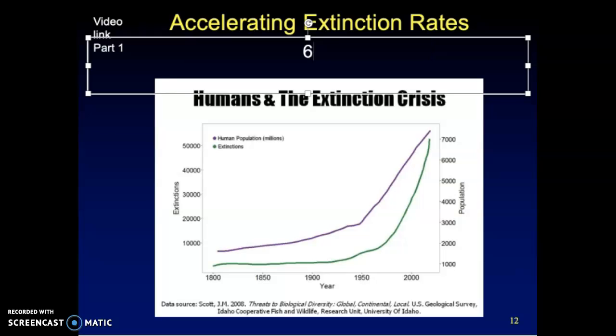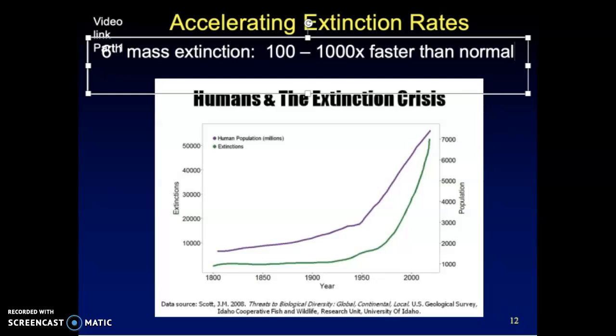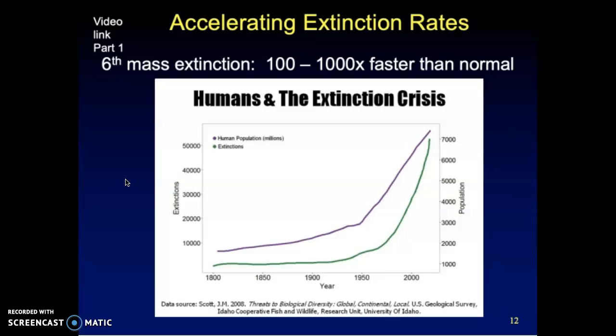So biologists are fully comfortable saying we are in a sixth mass extinction. And the big concern here is we have accelerated the rate of extinction between 100 to 1,000 times faster than normal. So that is what we're worried about, is how fast species are going extinct and what humans are doing to cause this extinction and this rate of extinction. So we had started talking a little bit about it.